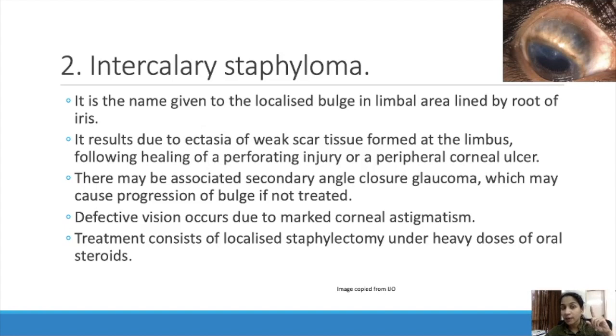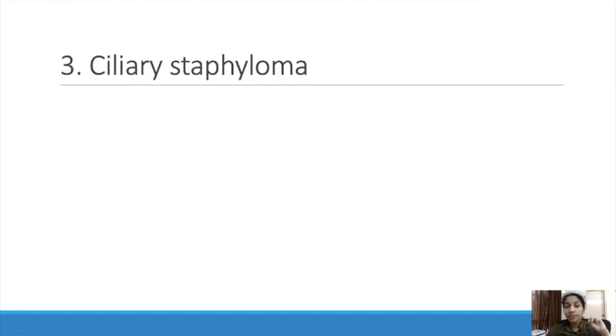First was anterior staphyloma, which occurs after the sloughing of a corneal ulcer and is seen in the corneal part. The second one is intercalary staphyloma, seen in the limbal region, mainly after a perforated injury or peripheral corneal ulcer. The third one is ciliary staphyloma. Underneath the limbal region the iris can be seen, and after that comes the ciliary process or ciliary body.